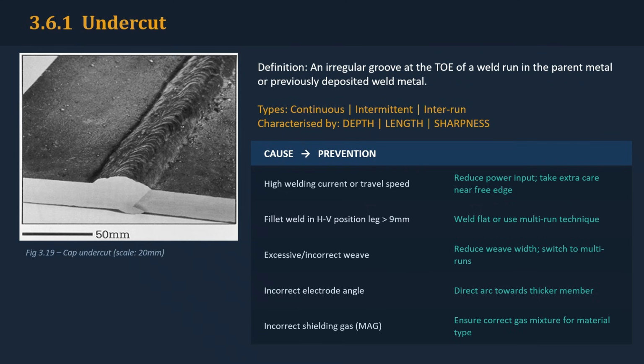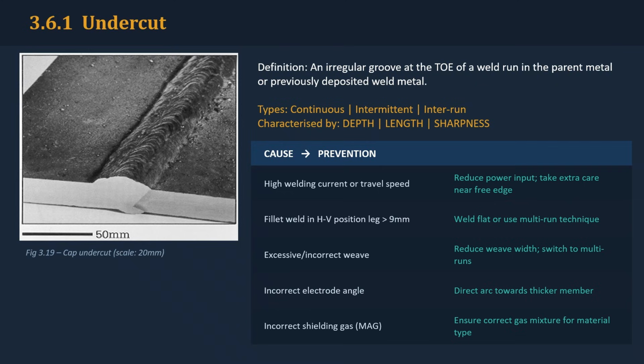Common causes include excessive welding current, excessive travel speed, excessive or incorrect weaving and incorrect electrode angle. Weld position can also influence the tendency to form undercut. The important inspection point is that undercut should be measured rather than simply described as minor. The actual depth and length should be compared with the applicable acceptance criteria.